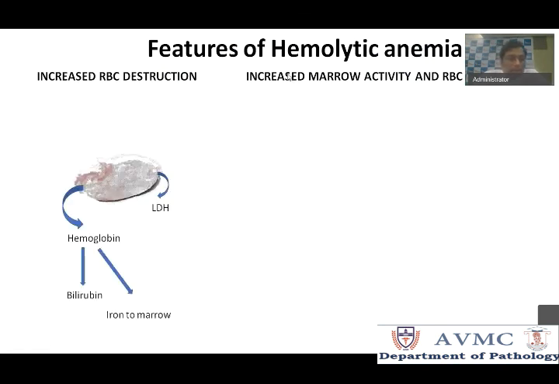For increased RBC destruction, what happens? The RBC gets lysed and an enzyme called lactate dehydrogenase is released outside. Similarly, the hemoglobin will also be liberated and the heme will be converted to bilirubin, and the iron in the heme will be stored in the marrow. When the lysis is happening in the intravascular component, the hemoglobin will be excreted in the urine, and this is called hemoglobinuria. So hemoglobinuria is a finding of intravascular hemolysis, not extravascular.